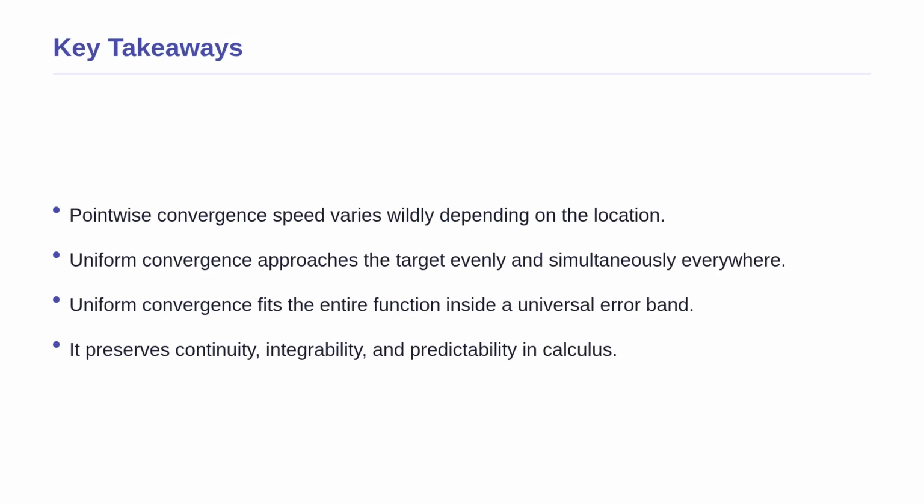Let us summarize the key takeaways from this topic. Pointwise convergence means a sequence of functions reaches its target eventually, but the speed of arrival varies wildly depending on where you look. Uniform convergence is a much stricter condition, where the entire function approaches the target evenly and simultaneously, fitting inside a universal error band. While pointwise convergence can lead to broken limits and failed calculus operations, uniform convergence preserves continuity, integrability, and predictability. Understanding this distinction is an essential tool for safe mathematical modeling and advanced calculus. You now have a solid foundation in sequences of functions.